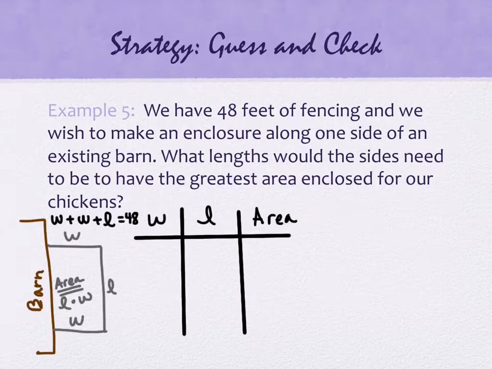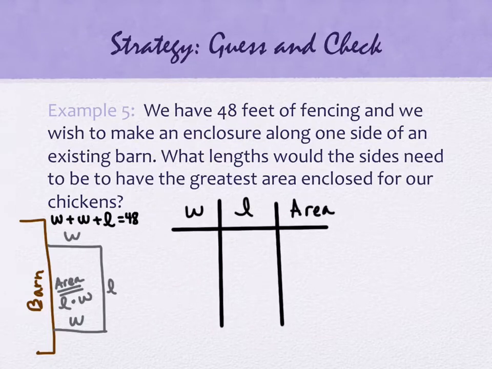I gave a guess of 5 a minute ago, and so I'm going to write it down. It's a terrible guess, by the way, but we're going to still write it down just so I can show you the process of how it would work. If the width is 5, then it means that I have a 5 here and a 5 here, right? That's 10 feet that I've used up. How many feet are left over? 38. So I would have a 38 here.